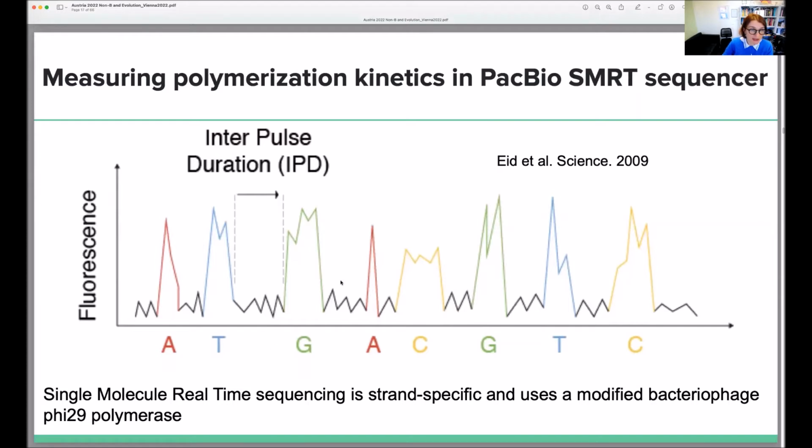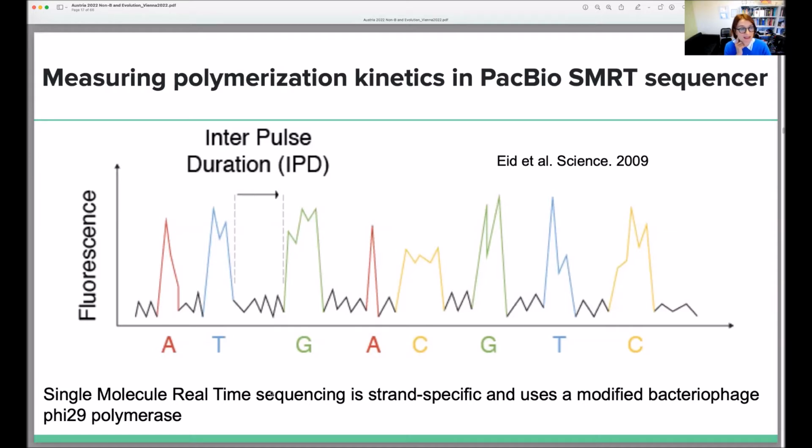Because PacBio sequencing is based on polymerization, it also gives information about how quickly these nucleotides are incorporated in the sequence that is being deciphered. So it gives information on the interpulse durations, or IPDs. Single molecule real-time sequencing, this is SMRT sequencing or PacBio, is strand-specific, and it uses a polymerase. In fact, it uses a modified bacteriophage polymerase.